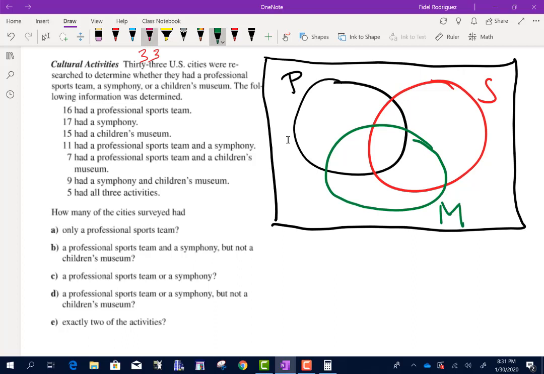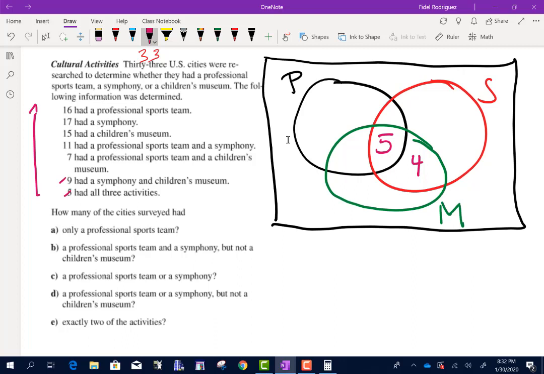Guys, just like we did earlier, I'm going to work my way from the bottom up. 5 had all three, so that 5 is going to go right there, okay? Put a little check next to it. Now, 9 had a symphony and a museum. So guys, here's symphony, right? The red circle. The green circle is the museum. So where those two circles overlap, this whole region right here has to add up to the number 9. If that's a 5, that one has to be a 4. So let's check that guy off.